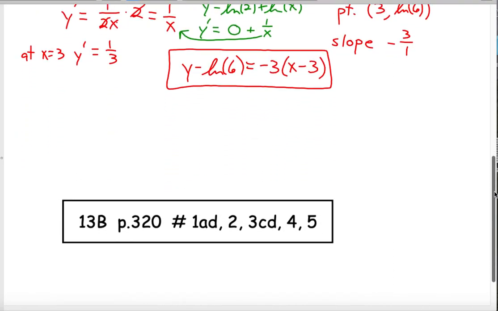All right, so a few problems to work through, in section 13b, starts on page 320.